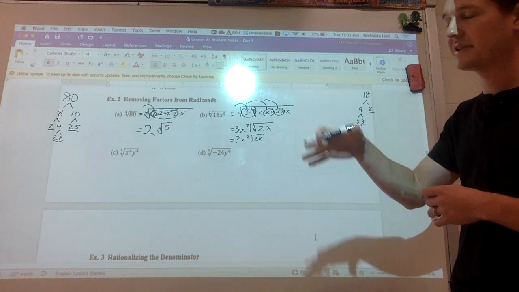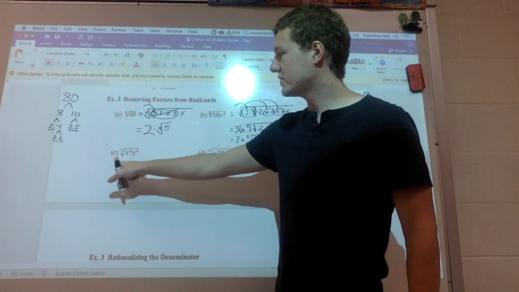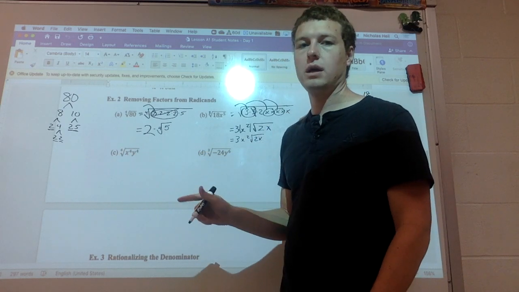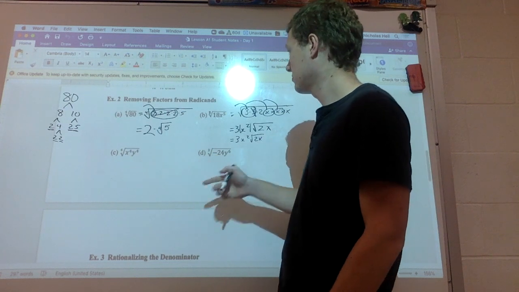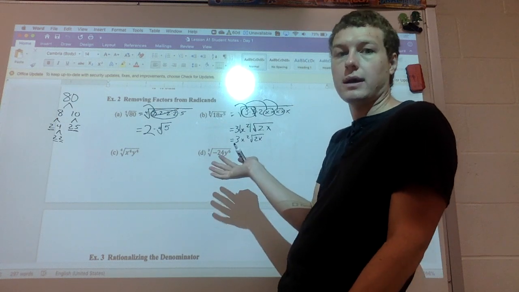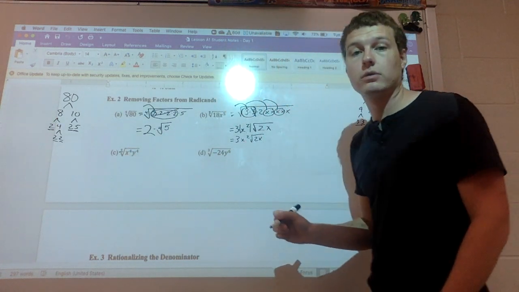So now that I just said that, we're going to apply the same concepts here. Part C, we're taking the fourth root of x to the 4th, y to the 4th. I'm not going to write all of this out because x to the 4th means 4 x's in a row. y to the 4th is 4 y's in a row. And how large of a group are we looking for? We're looking for groups of 4.